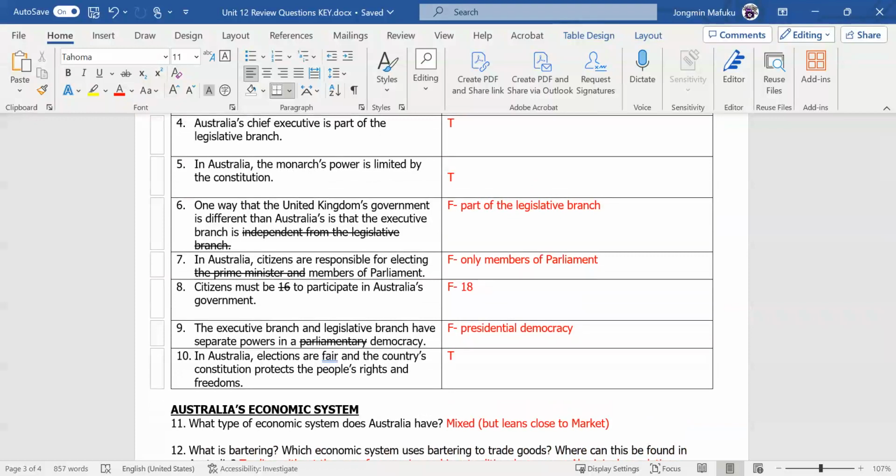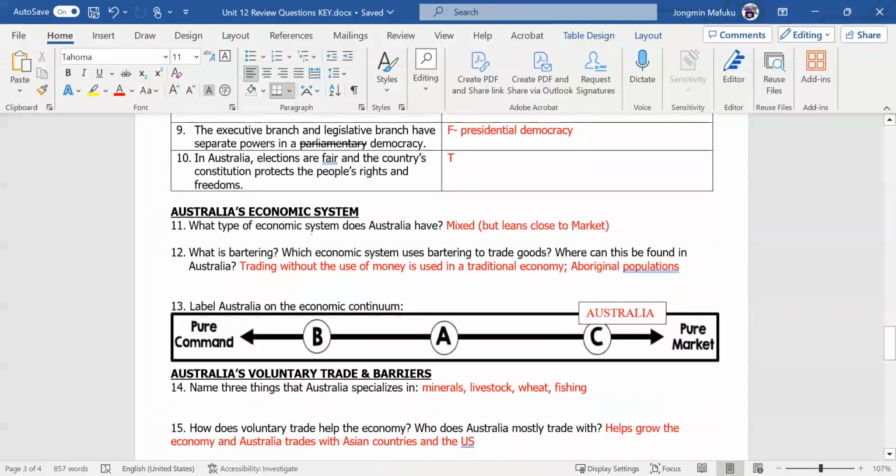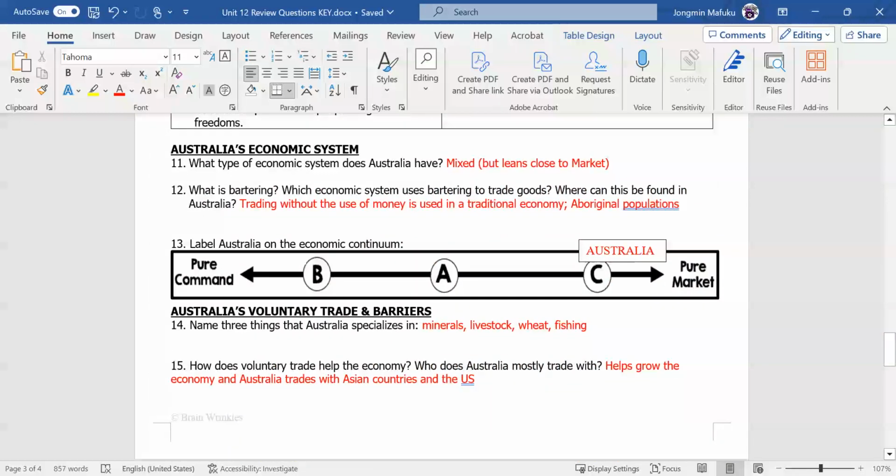Now, let's go to Australia's economic system. Guys, it's almost over. Don't worry, trust me. Oh, by the way, the other part of the code is MM. So far we have SUMM. By the way, let's go.